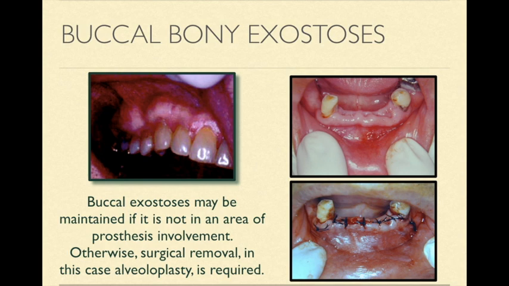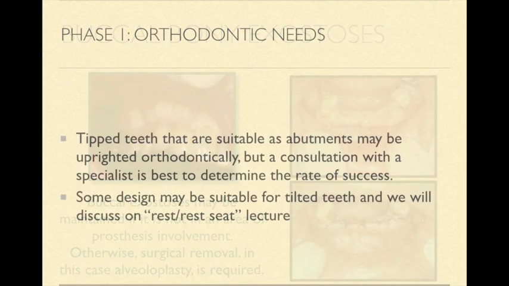And sometimes after extractions, we will see some buccal bony exostosis. Those buccal exostosis may be maintained if they are not in the area of prosthesis involvement. However, if it really involves your design, surgical removal, or what we call a vestibuloplasty, is required. That's why at the very beginning I said you should have your preliminary surveying and RPD framework design approved, so you will know if those bony exostoses need to be removed or not, followed by your design.